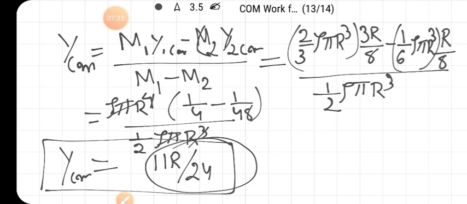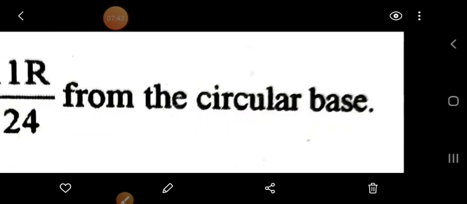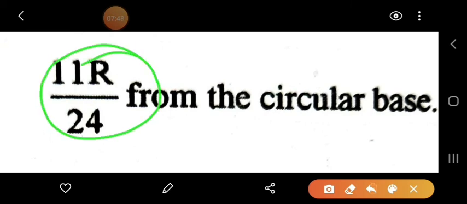Let's see the question and answer once. So this was our question, where we find the center of mass of the remaining structure. Let's see what the answer given is. Let's check. 11r by 24 from the base. So this is the answer from the circular base. So we also got the same thing. This is our correct answer.